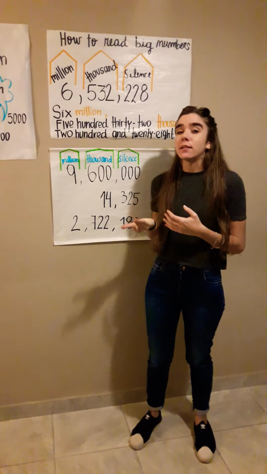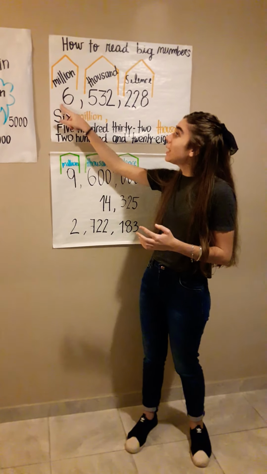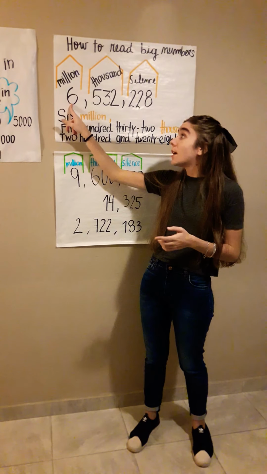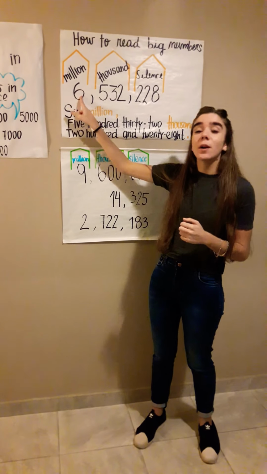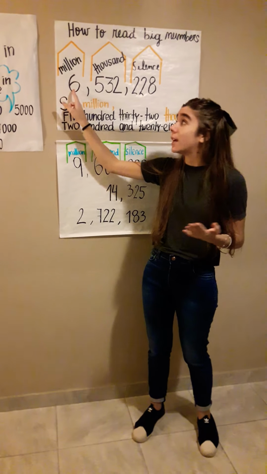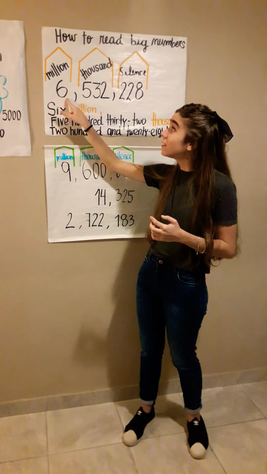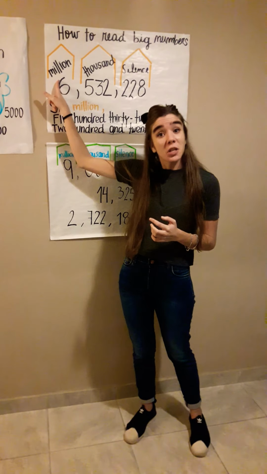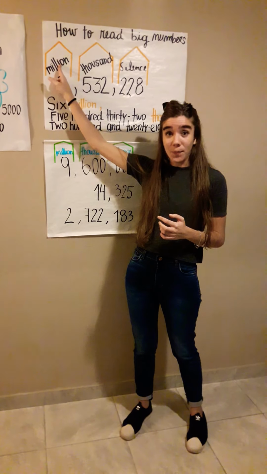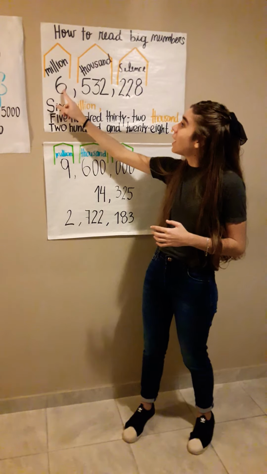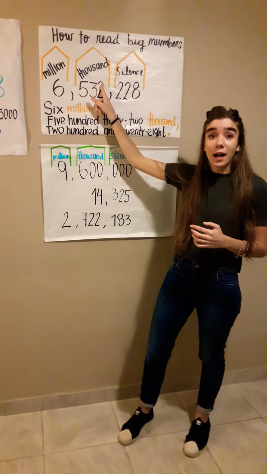And we're going to ask, who is in this house? Who is this number? This number is number 6. So we're going to read 6 and we're going to tell the name of the house. Number 6 is in the million house. So we're going to read 6 million. Okay? Then next to 6 million, we have the 1,000 house.